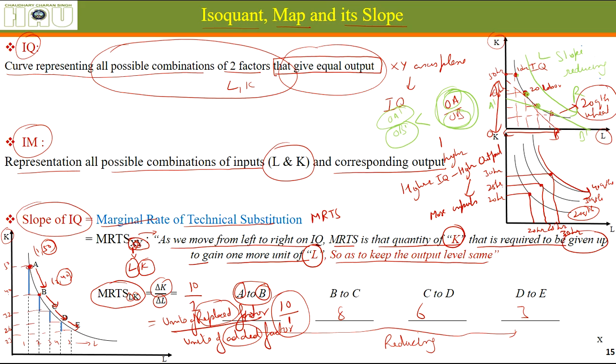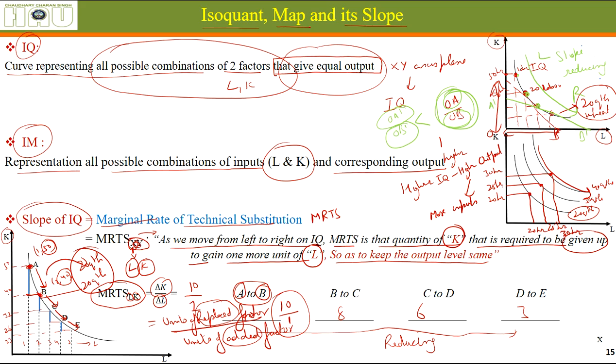It's simple. This combination can produce 20 quintals of wheat, and this combination can also produce 20 quintals of wheat. If we are moving from this to this, we are reducing machine use and we are increasing labor use. So by how much should we reduce the machine use for increasing the labor use by 1 unit and keeping the output at the same level? This is MRTS, all about MRTS.